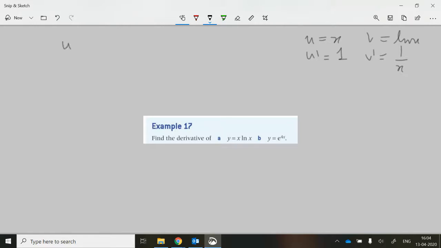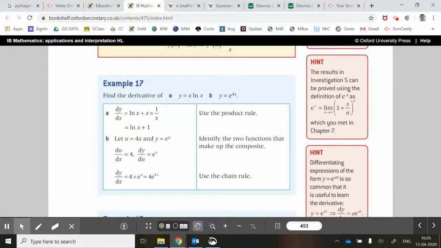Okay, so we know the product rule is u v dash plus v u dash. So dy dx in this case is equal to, well, u is equal to x, v dash is equal to 1 over x here, and v is equal to log of x, and u dash is equal to 1. So we can times that by 1 if we want, but it's kind of pointless. x times 1 over x gives us 1, so we get 1 plus log of x in this case. That's our derivative function. Let's just have a little check of what they've done. Yep, they've got exactly the same thing, and they've just said how it's worked using the product rule.